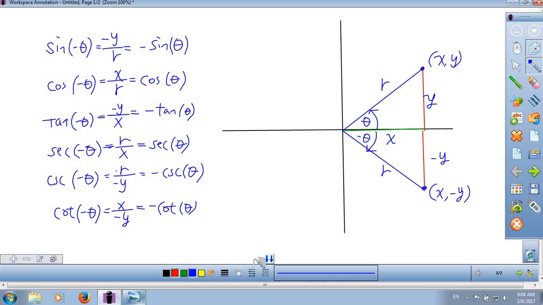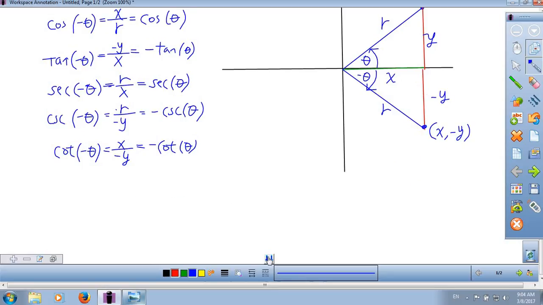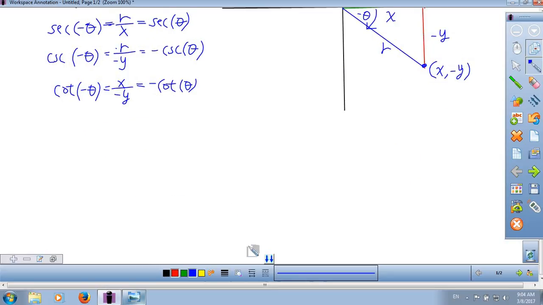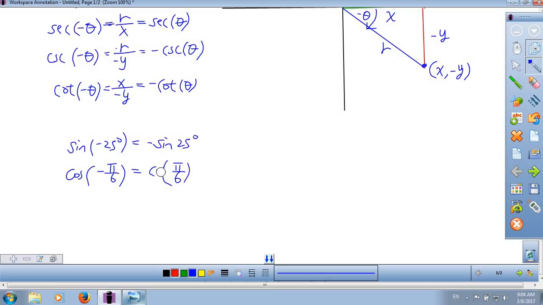Okay, only cosine and secant remain the same. So let me give you some examples before you go here. For example, sine of negative 25 degrees. Well, sine of negative 25 degrees is negative sine of 25 degrees, because that's what they are. And cosine of, let's say, negative pi over 6, well, that will be the same as cosine of pi over 6, because cosine of the opposite, negative pi over 6, and cosine of pi over 6 are the same.